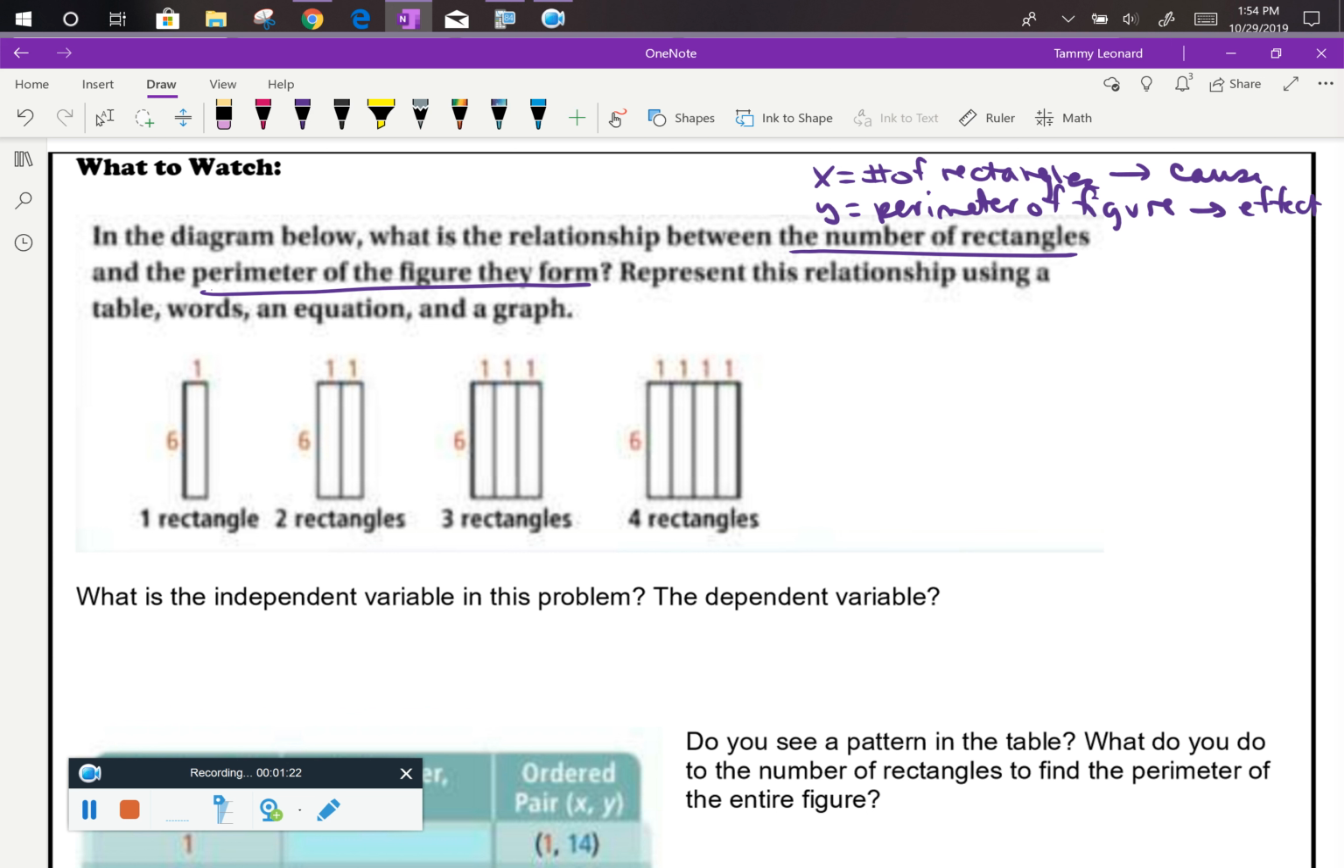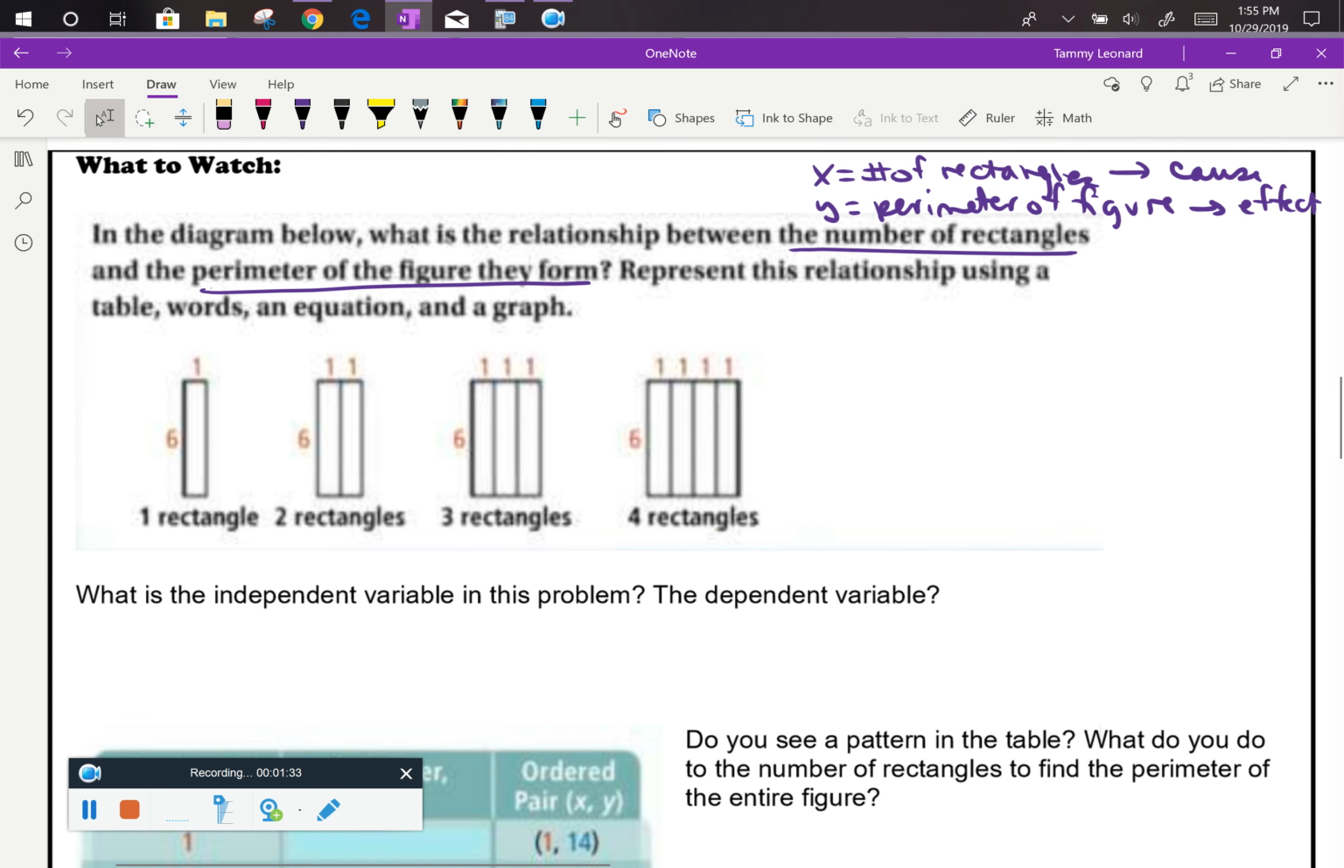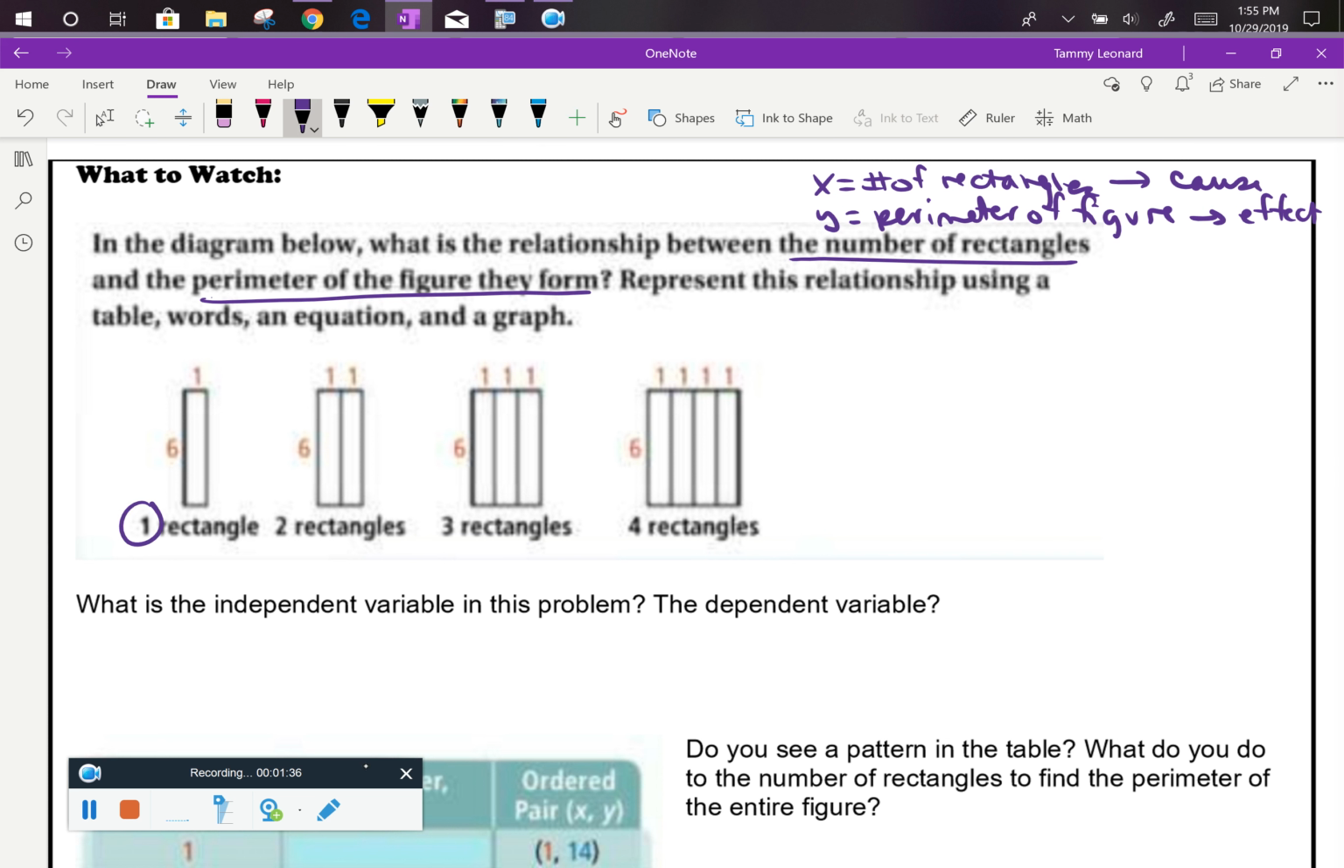So first it says represent this relationship using a table, words, an equation, and a graph. So let's start by just kind of looking at what's going on. As we start to make the table, we can see when we have one rectangle, the perimeter should be 1 plus 6 plus 1 plus 6, or 14. When we have two rectangles, we have a 6 on either side, 2 1s across the top, which also means 2 1s across the bottom. So 4 plus 6 is 10, plus another 6 is 16 for the perimeter.